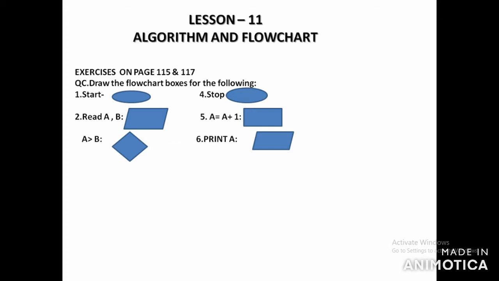Next is A greater than B? Here the decision is going to be made. So here we will use this type of box. The sixth one, the last one, is print A, which is an output box. So here we will use the similar box like read A, B, because this is an input box and this is an output box. For input and output we use the similar type of boxes.